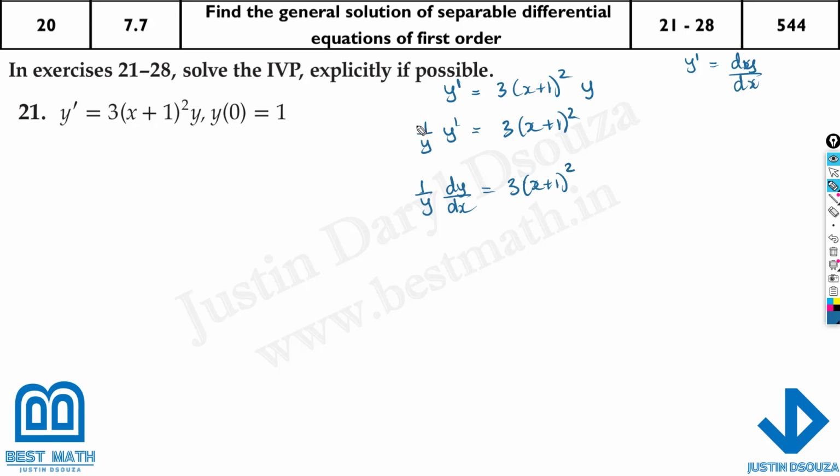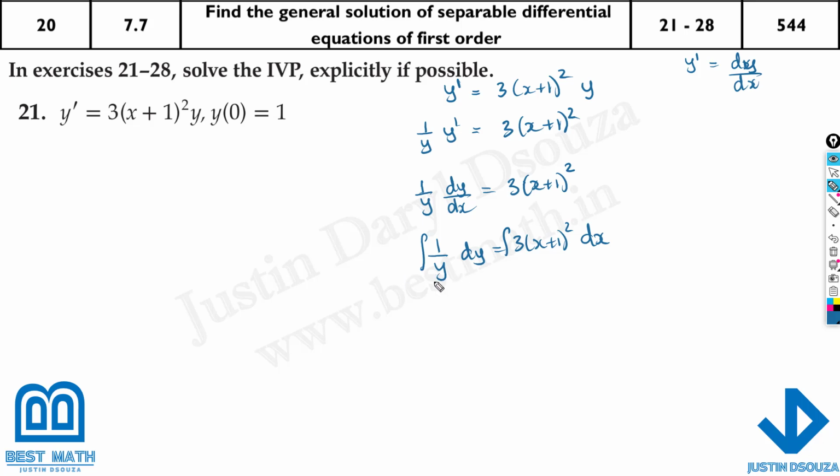See, all the y's are grouped and x's are grouped separately. Now what about this dx? Take it to the other side. It will be 1 by y dy, equal to 3 times (x plus 1) the whole square dx. Now we have dy and dx on both sides. We can integrate this easily.